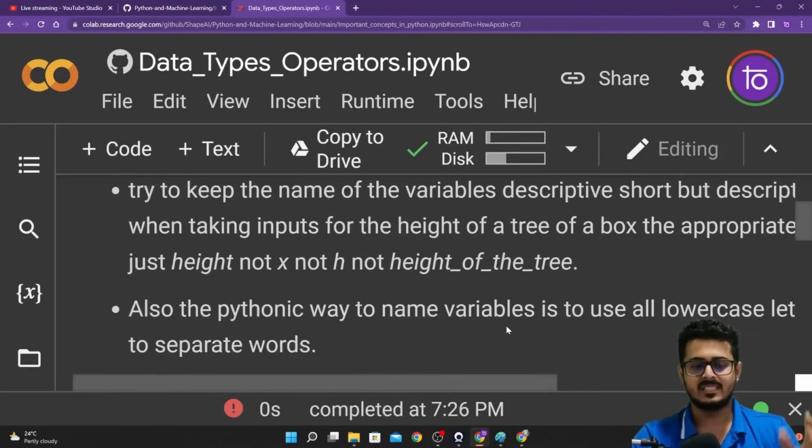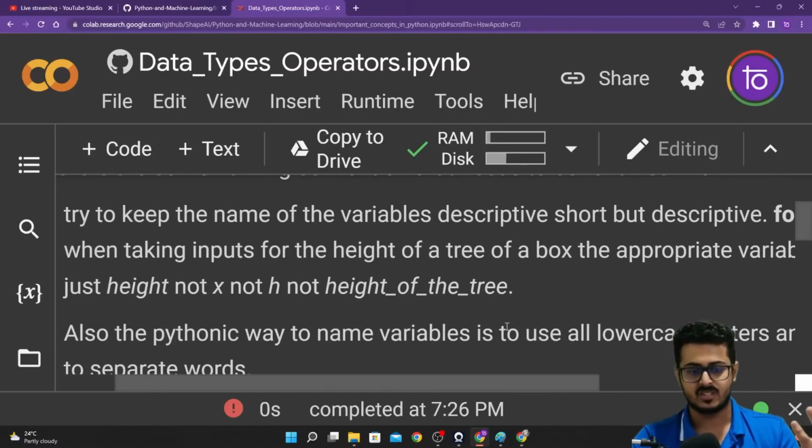Okay, so let us see these two conventions that are there. Try to keep the names of the variables descriptive but short. For example, let us say that you want to take up the height of a tree as a variable name. You are writing a particular piece of code in which you have to take up the height of a tree. So what should be the variable name that you should use?